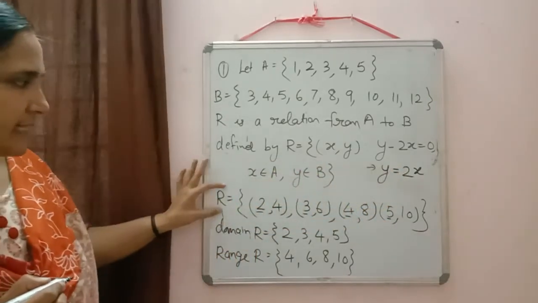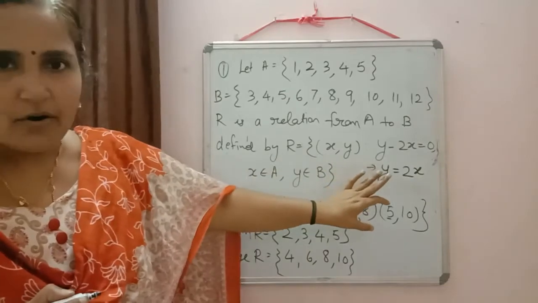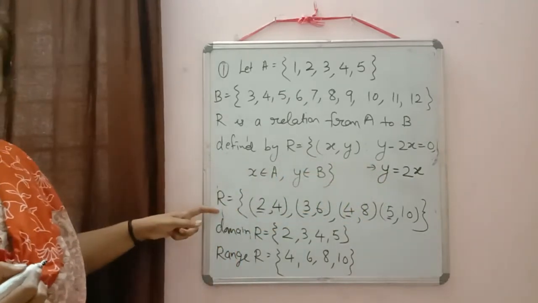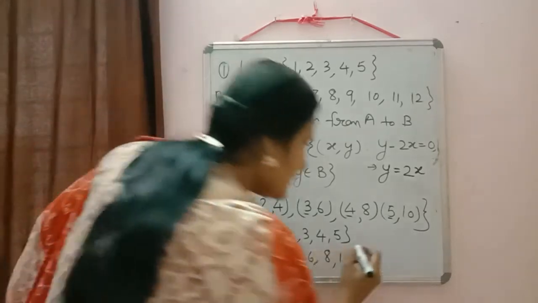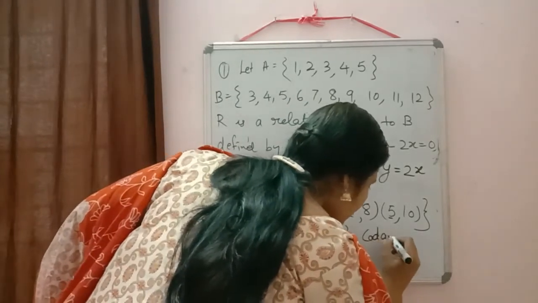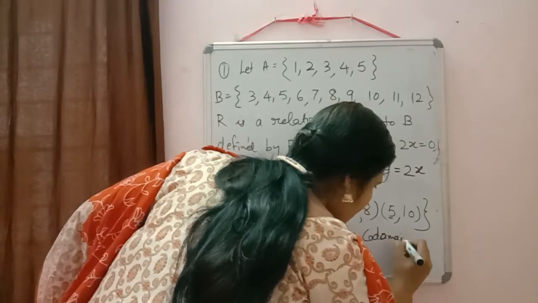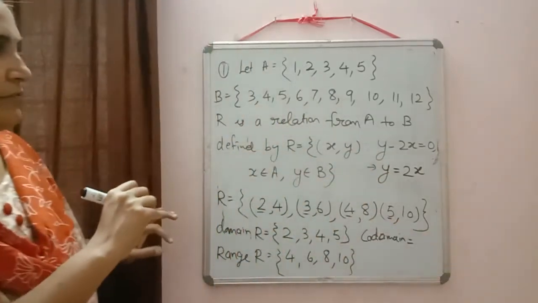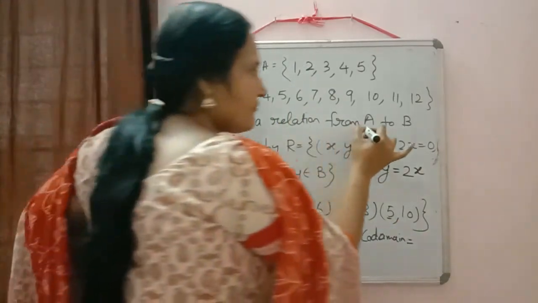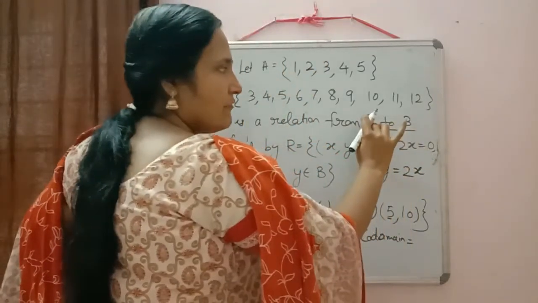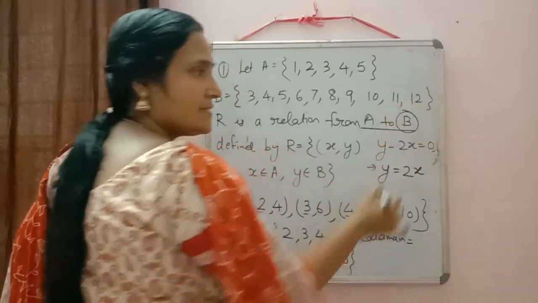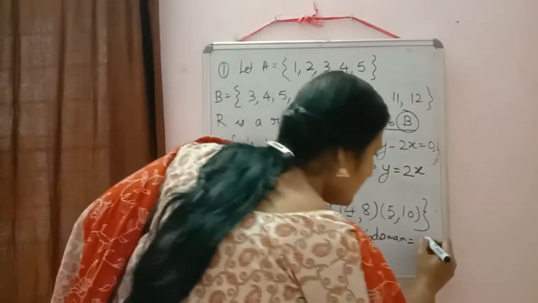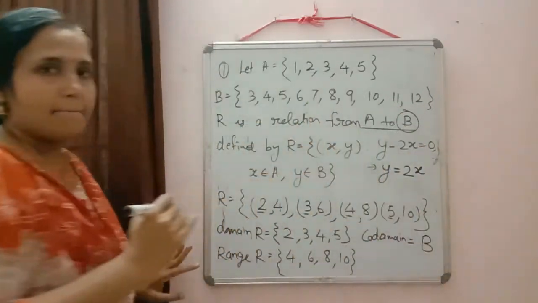So domain is over, range is over, and writing the elements in this way, when we are listing the elements, is called roster form. So we already wrote roster form, then domain, then range. Then what do we have to write? It's codomain. Definition we wrote there. If R is a relation from A to B, from which set to which set we are defining, that is called its codomain. So codomain will be equal to set B.